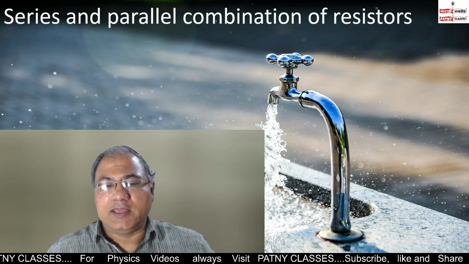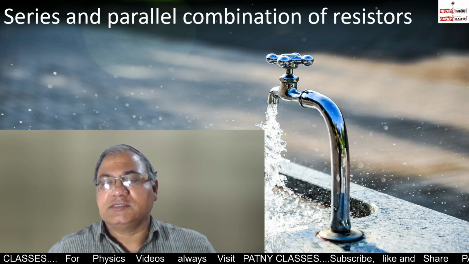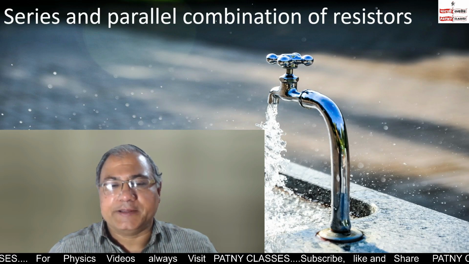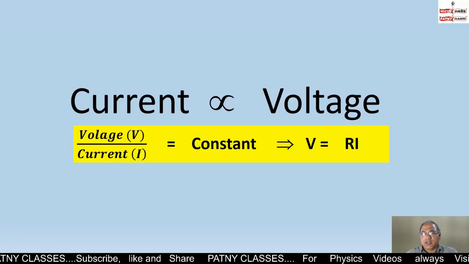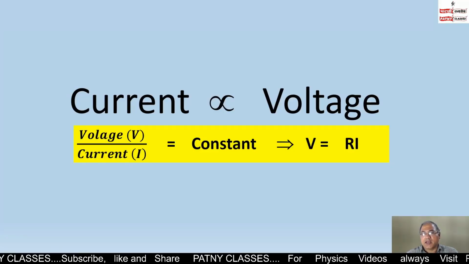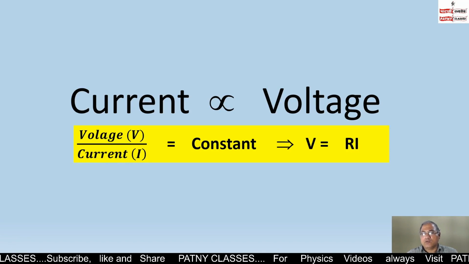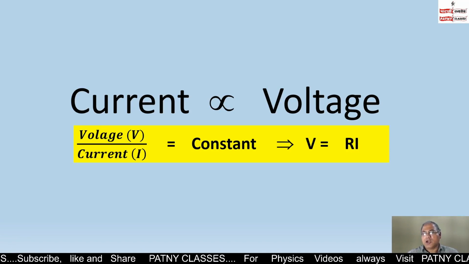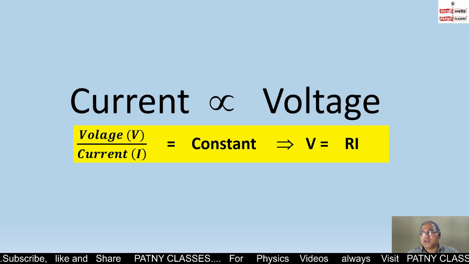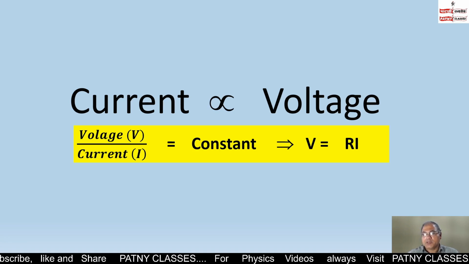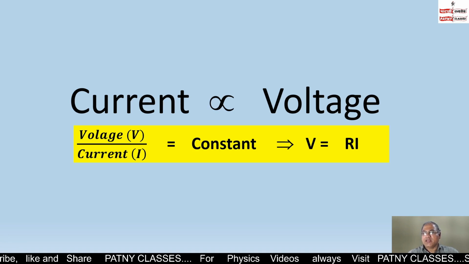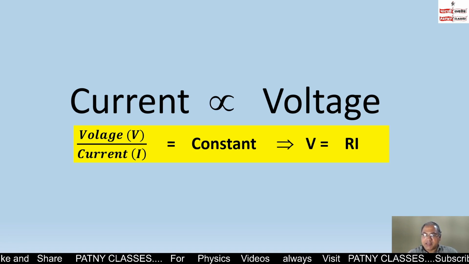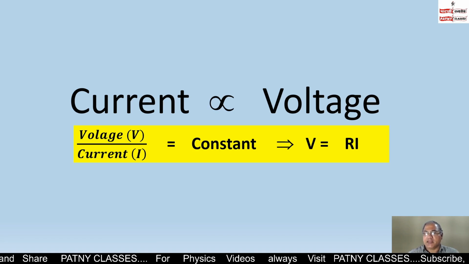Similarly, in a given electrical or electronic circuit, we need to control the amount of current. Since in a given circuit, the current is directly proportional to voltage, that is, voltage upon current equals a constant, or voltage equals resistance into current. By increasing the value of the resistance, we can decrease the amount of current flowing through the circuit.